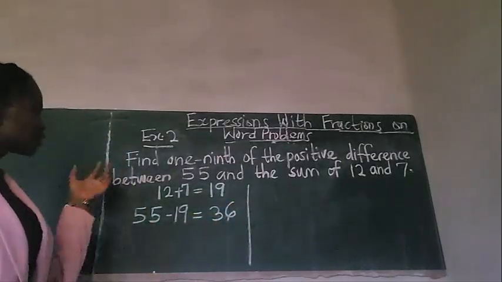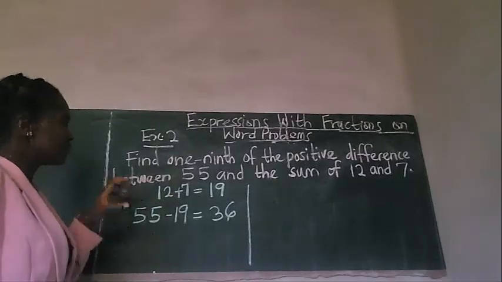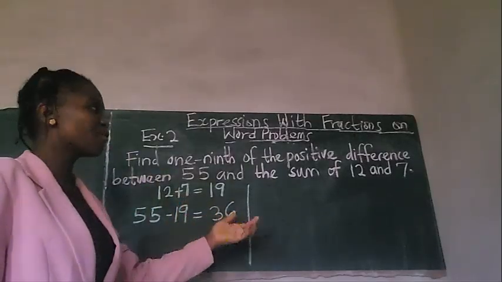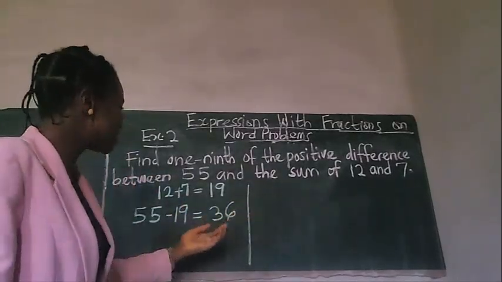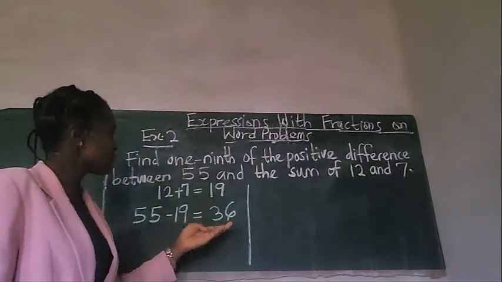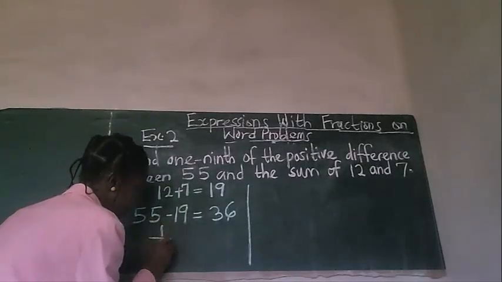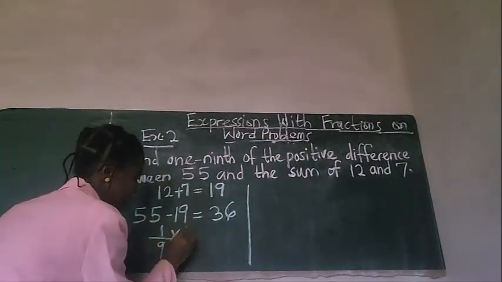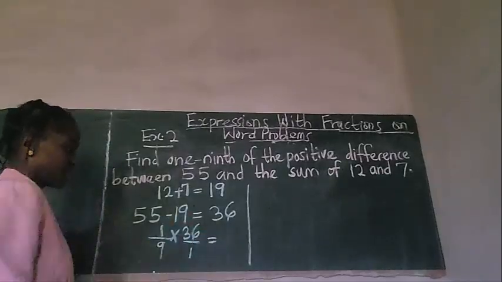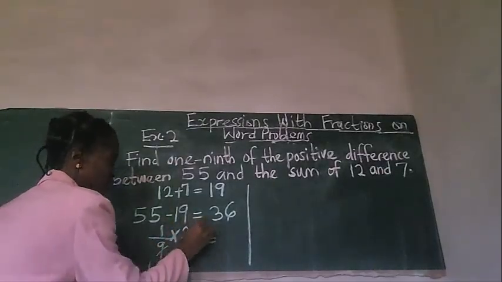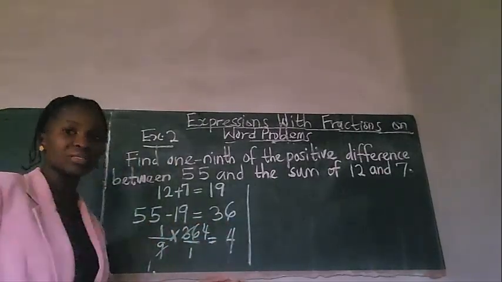Now, let's go back to our question. Find 1/9 of the positive difference. The positive difference gives 36. So we have to find 1/9 of 36. And that's 1/9 multiplied by 36. 9 here, 1, 9 here, 4. So the answer here is 4.